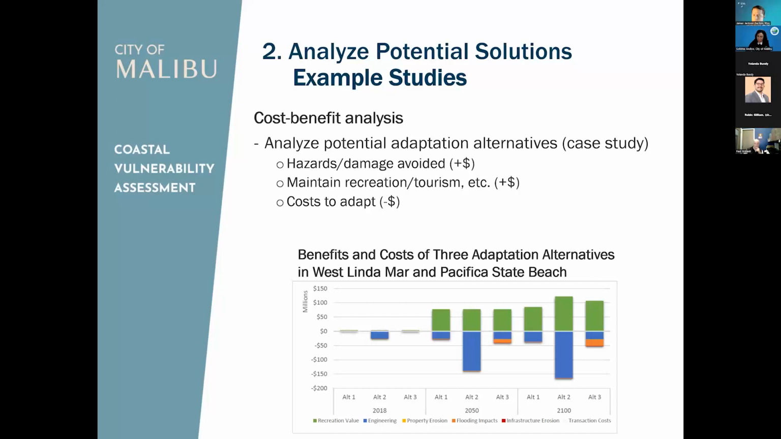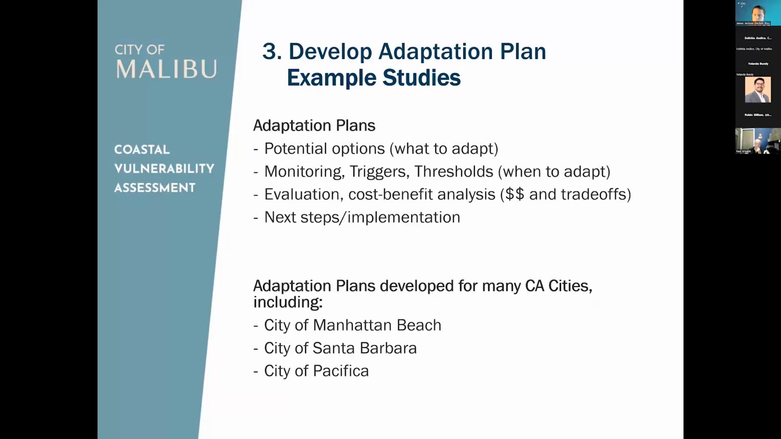The three alternatives depicted here were developed for the city, for the Pacifica State Beach, which is largely a public area with limited development. Alternative one includes protect with armoring. Alternative two includes protect with nourishing the beach. And alternative three included realigning parking and infrastructure. Next slide, please.